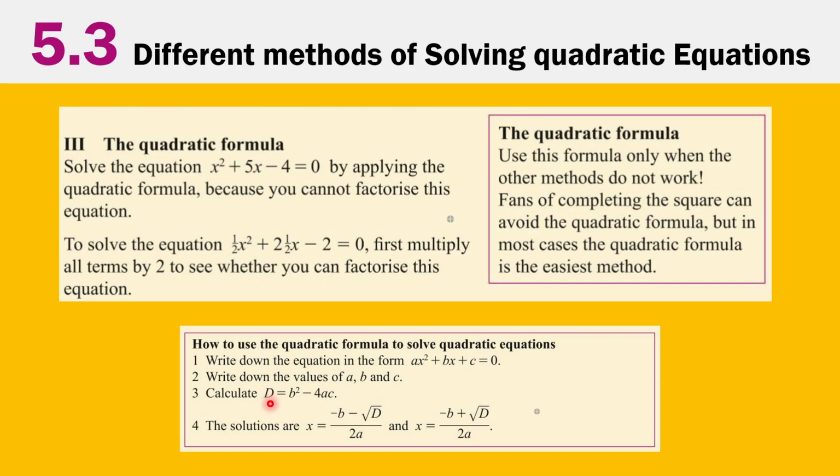Which solutions are there? Let's say the discriminant is positive. I have x equals minus b minus the root of the discriminant divided by 2a. And x equals minus b plus the root of the discriminant divided by 2a.